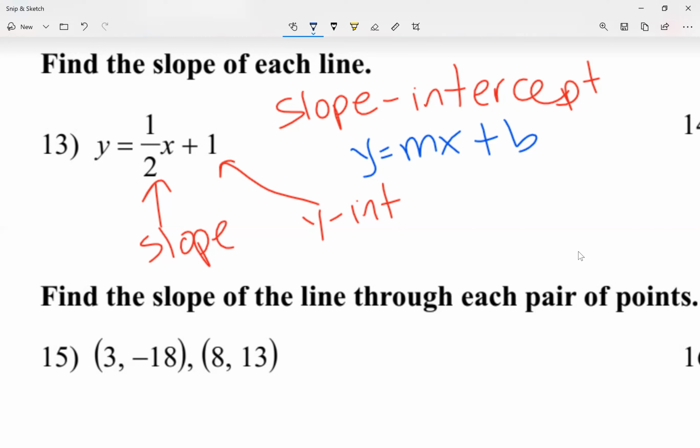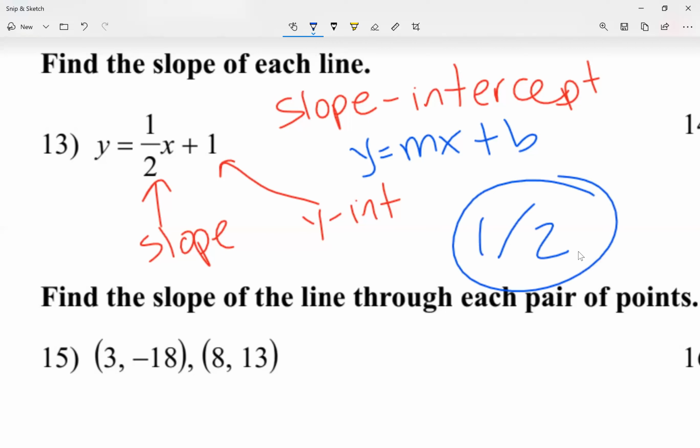But I'm going to do something really simple. Find the slope of each line. It's the number that comes with the x. In this case, 1/2. Now, how do we type 1/2? We're going to use the backslash. You see on your keyboard on the bottom right, there's a backslash. So I'm going to write 1 backslash 2. That's it. The slope, the common difference.